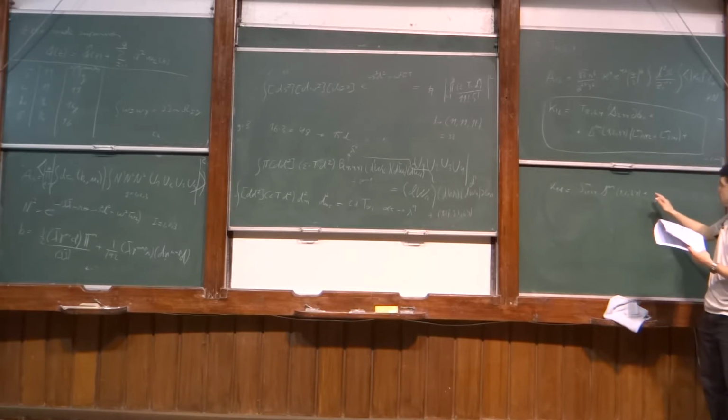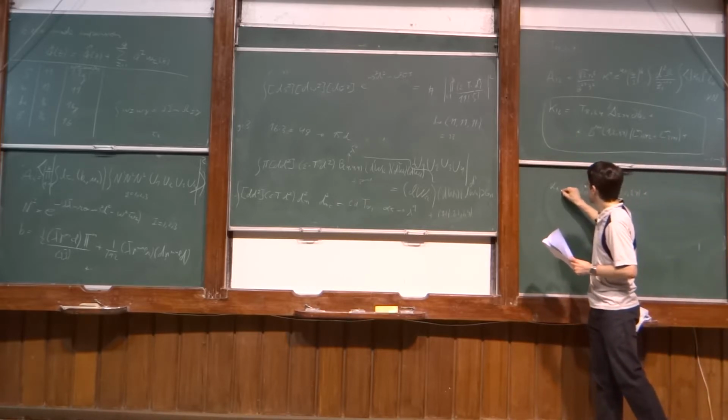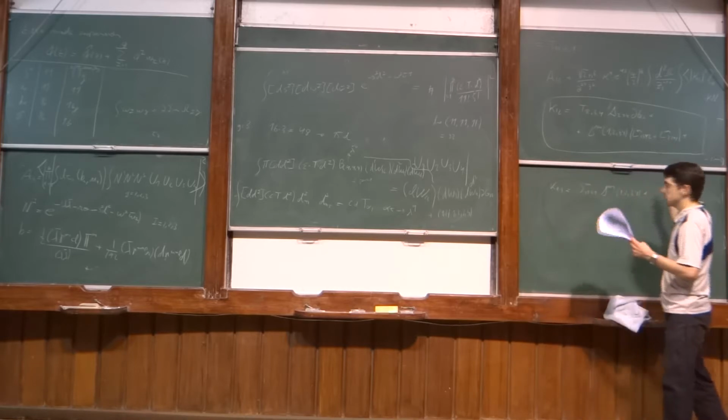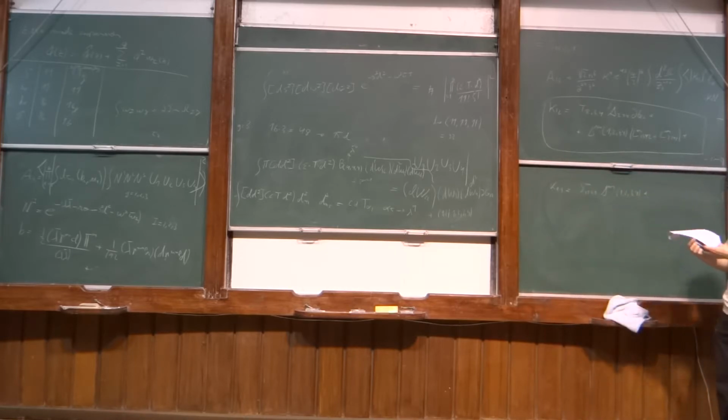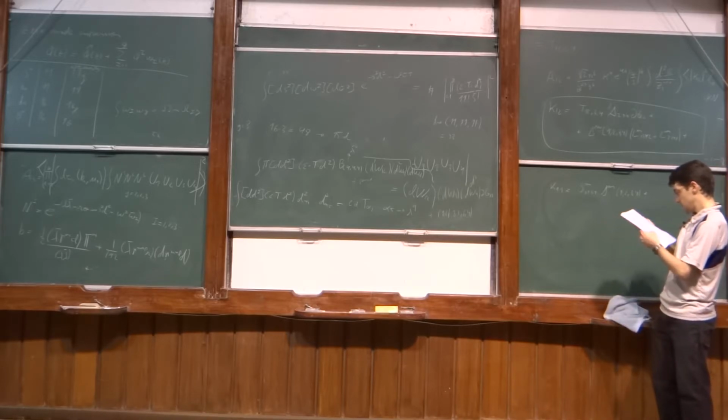So finally, when you sum the K11 with K12, take the holomorphic square and all that, you will get the amplitude.